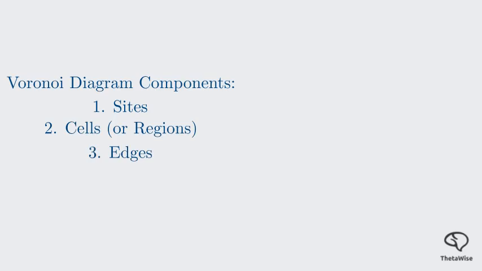A key property is that any point lying on an edge is equidistant from the 2 sites whose cells are separated by that edge. For example, if you stand on an edge between cell A and cell B, you are the same distance from site A and site B. Fourth, and finally, we have vertices. These are the points where 3 or more edges meet. A vertex is equidistant from all the sites whose cells share that vertex. So a vertex where edges from sites A, B, and C meet is equally close to A, B, and C.